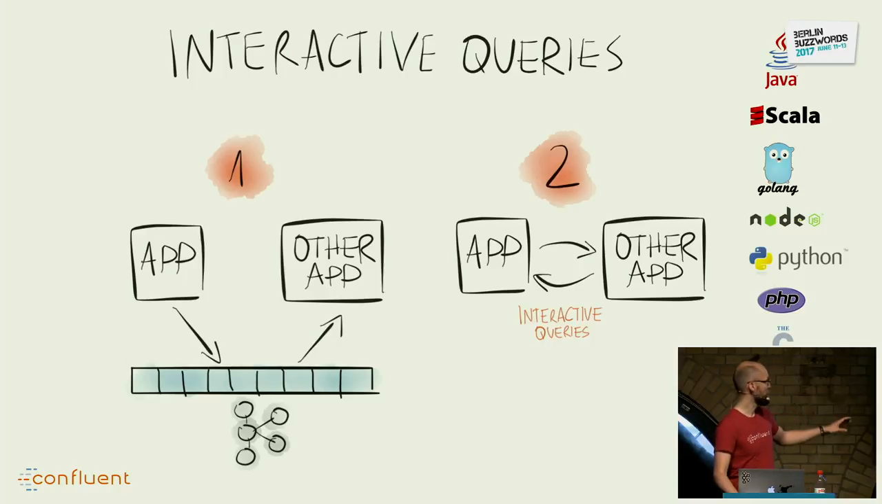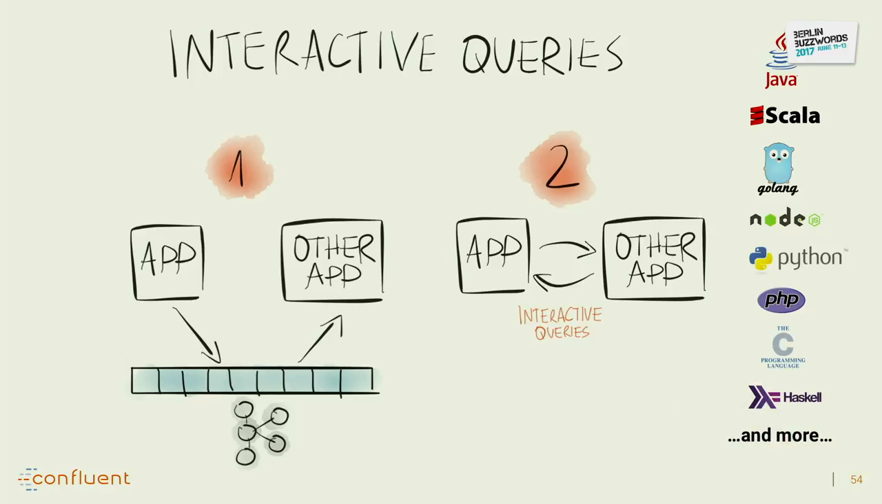And just to highlight here, these other applications, when you use interactive queries, don't need to be a Java or Scala application. That can be any programming language that you want. It could be JavaScript, Python, even PHP if you're into that, or COBOL.